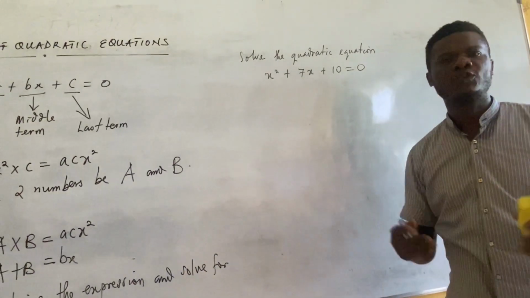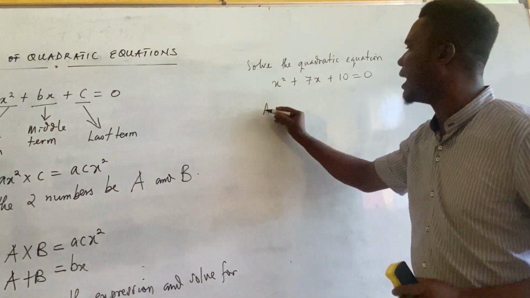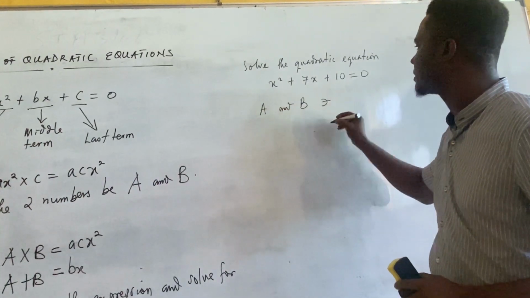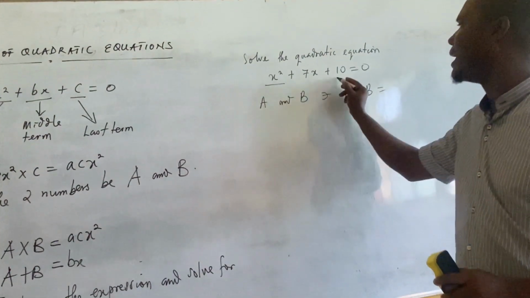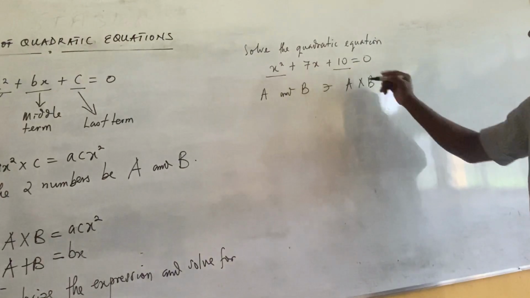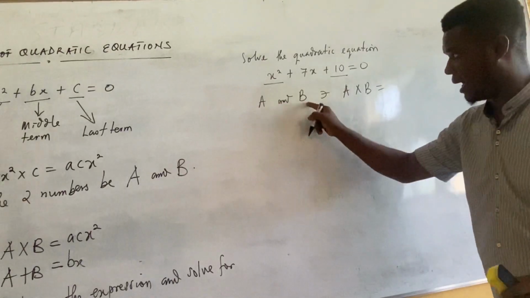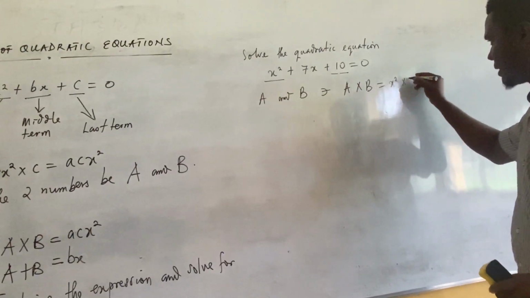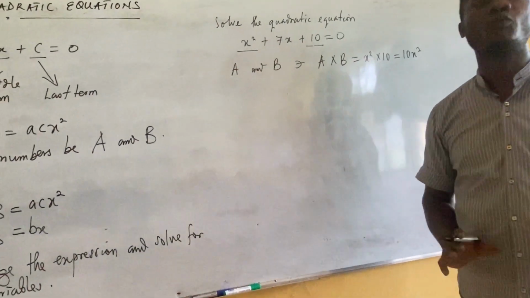The question is, how do we go about it? So step 1 says we must look for two numbers, A and B, such that A times B will be equal to the product of the first term and the last term. And what is the first term? It is x squared. What is the last term? It is 10. So the two numbers we are looking for, according to the algorithm, must multiply to give us the product of the first and the last term, meaning that it must multiply to give us x squared times 10, which is 10x squared.